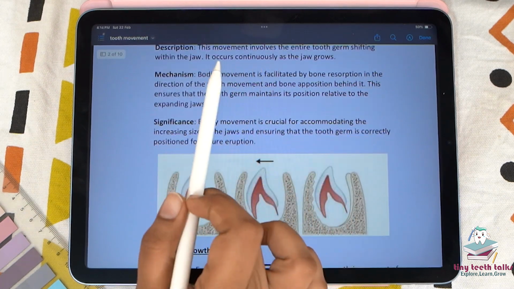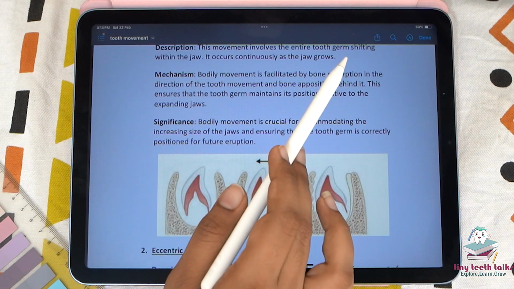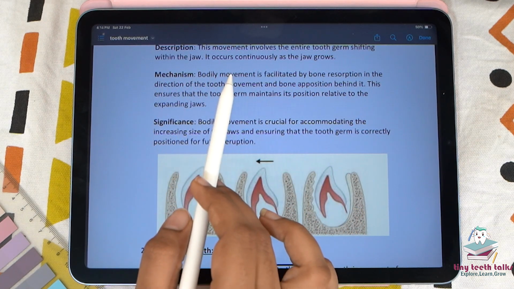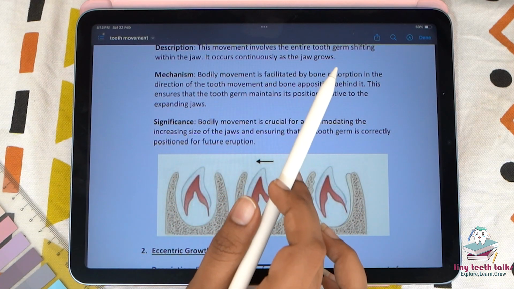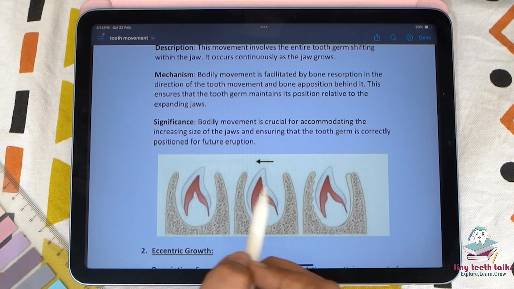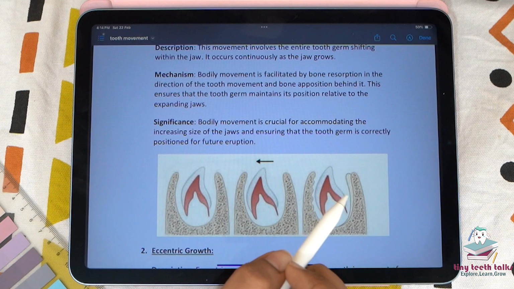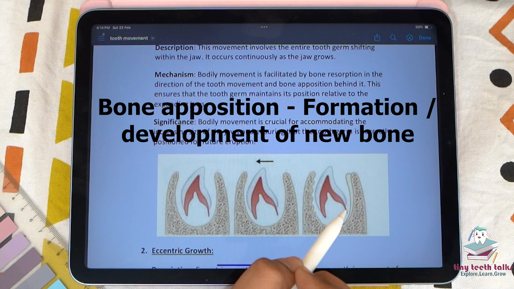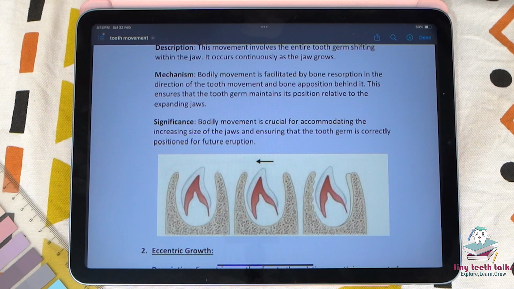Bodily movement. This movement involves the entire tooth germ shifting within the jaw. It occurs continuously as the jaw grows. Bodily movement is facilitated by bone resorption in the direction of the tooth movement and bone apposition behind it. These ensure that the tooth germ maintains its position relative to the expanding jaw. Bodily movement is crucial for accommodating the increasing size of the jaws and ensuring that the tooth germ is correctly positioned for the future eruption.